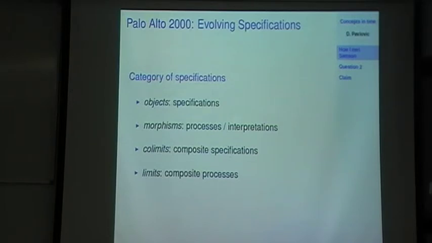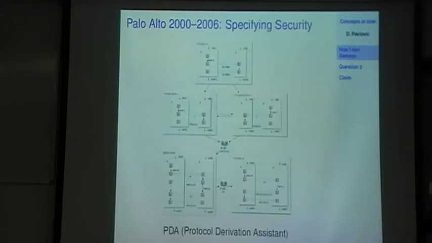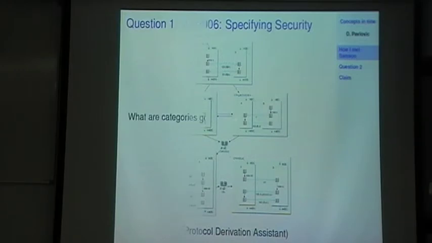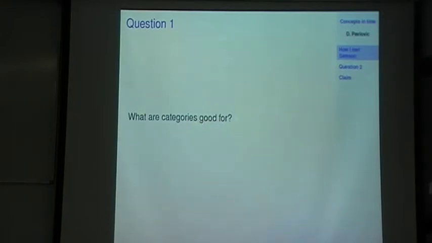Objects were still specifications, albeit specified as logical theories rather than sets of traces. Then morphisms as processes. Processes were trimmed down to transitions, so that the pattern of morphisms was giving you a state machine, and then by calculating limits and colimits, we were composing things. And that went on for a number of years, and in the end we built some tool which has been used.